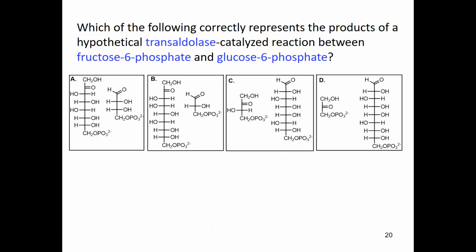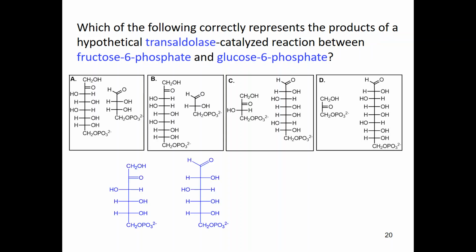Now let's see what will happen if another enzyme, transaldolase, is used to catalyze the reaction between the same two monosaccharides, fructose 6-phosphate and glucose 6-phosphate. Again, I will give you some time to think. You can pause the video now, and I will provide my answer in a second.